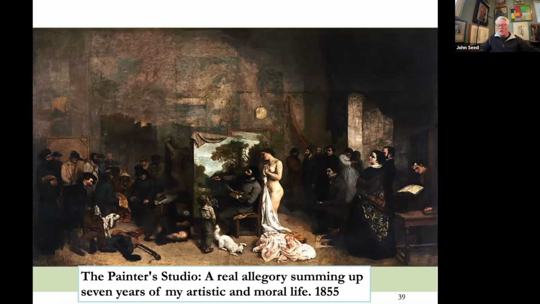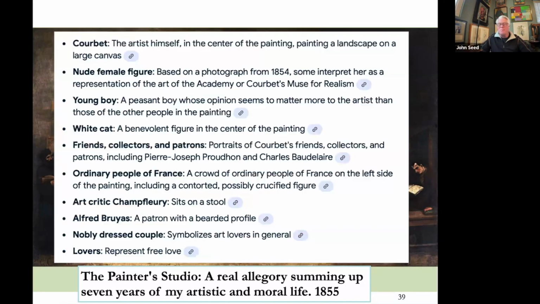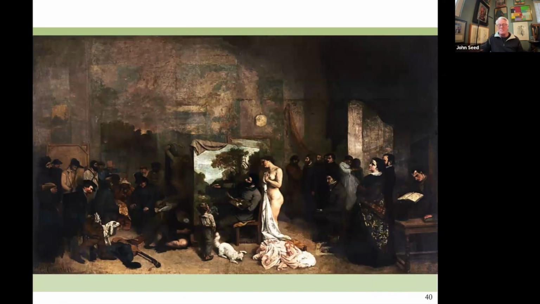And later, if you want to learn about this painting, Wikipedia is always a help, right? I'm not going to read you all of this, but I want to give you an idea. He divided the painting into crowds on both sides. His friends and his collectors and his patrons are all there on the left, and on the right are more ordinary people. But they all join together in Courbet's studio. It's as if to say the whole of France are his models. What a statement.